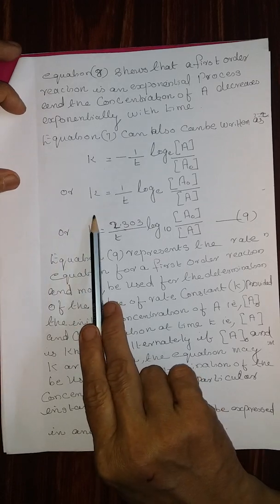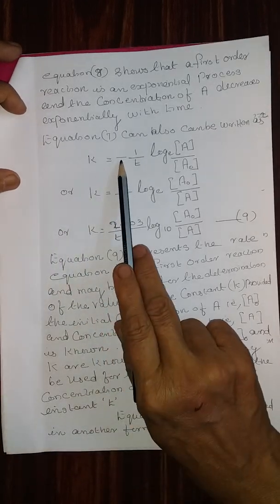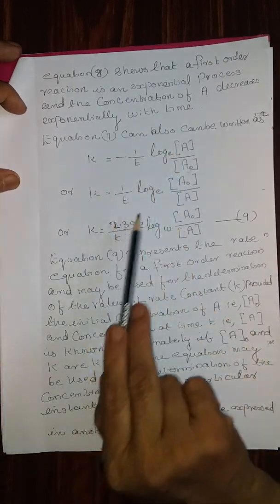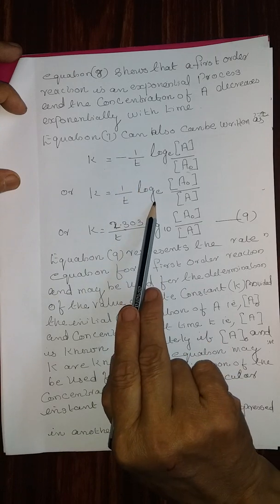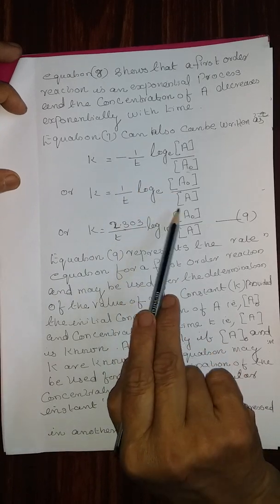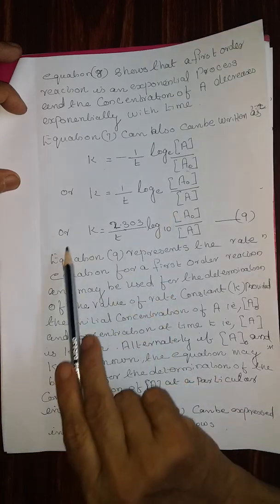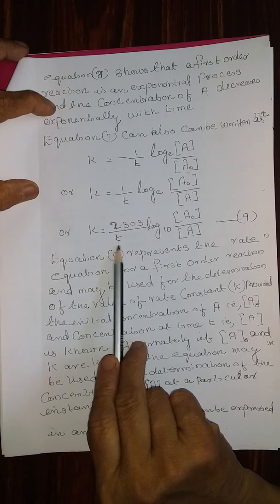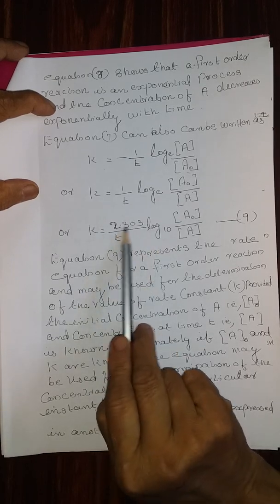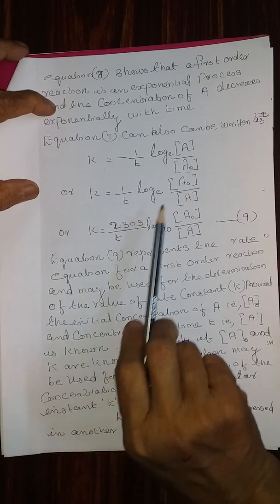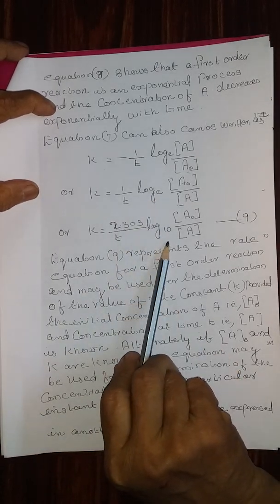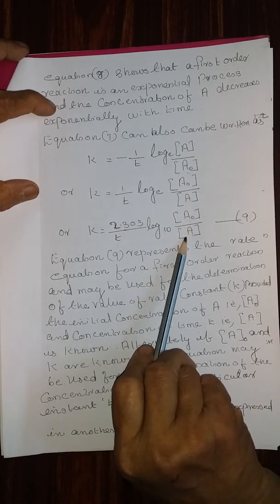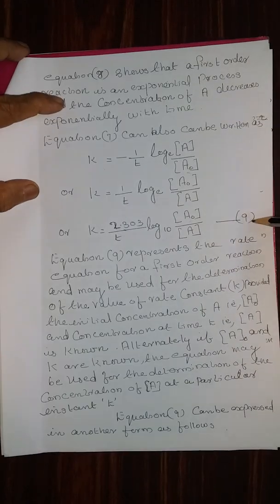Or k is equal to 1 by t. This minus sign is utilized for bringing this A0 as a numerator. That is 1 by t log to the base e concentration of A0 by concentration of A. Or k is equal to 2.303 by t log to the base 10. That is multiplying with 2.303. You are converting the log to the base e to log to the base 10. Log to the base 10 concentration of A0 by concentration of A. This is the 9th equation.